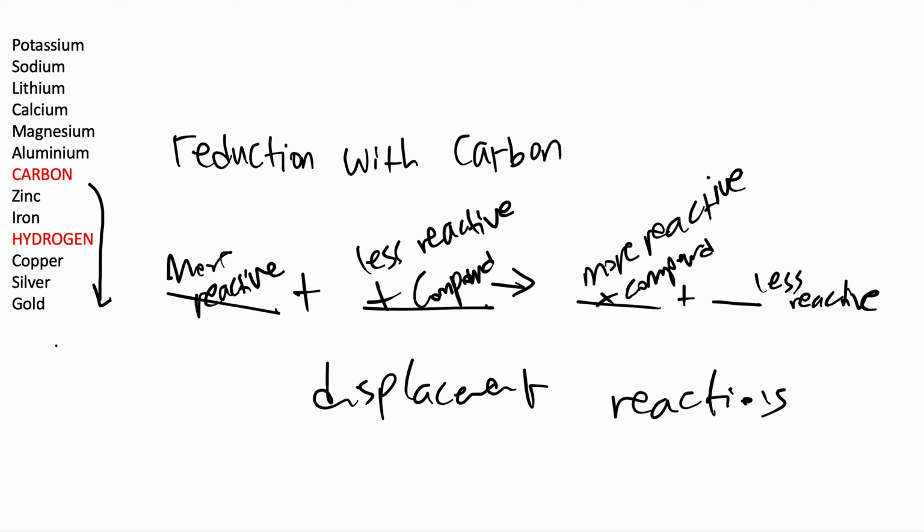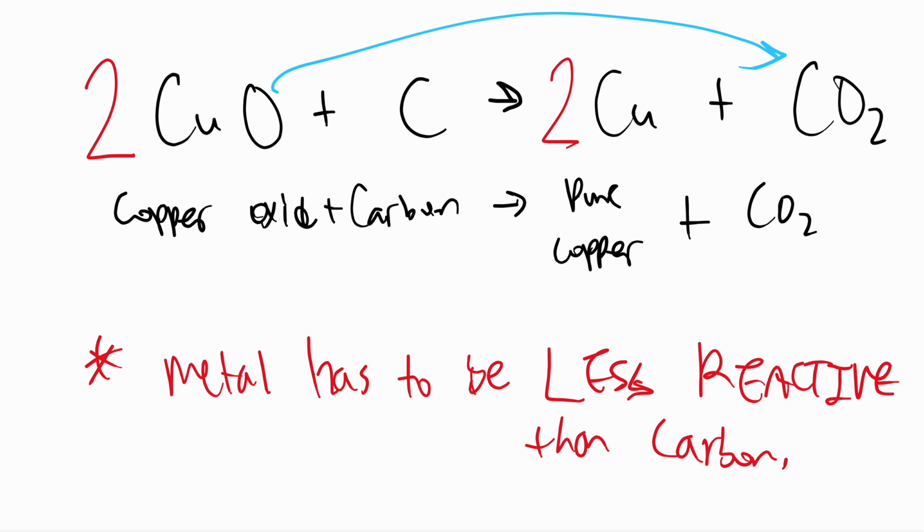Basically what happens is the more reactive metal steals away the money from the less reactive ones, and it becomes the more reactive one with the money, and the less reactive one is left with nothing. It's kind of the same with carbon. Notice here, the carbon, because it's more reactive than the copper, steals the oxygen away and leaves copper alone. You can imagine it like that.